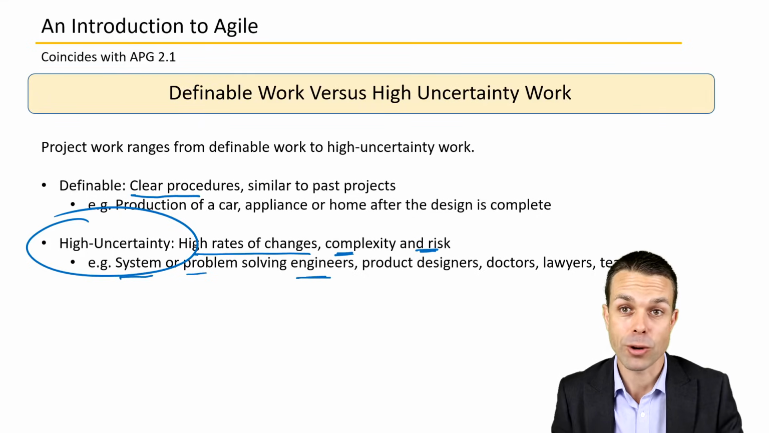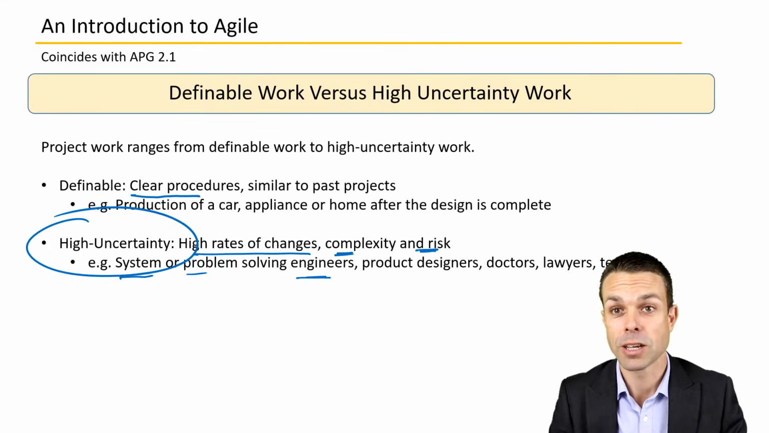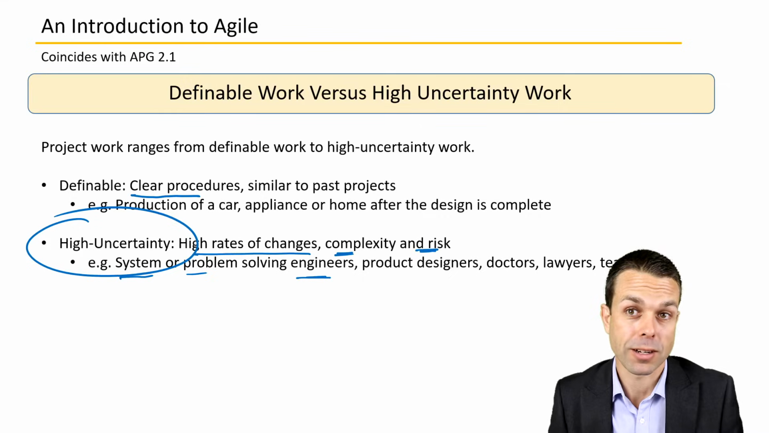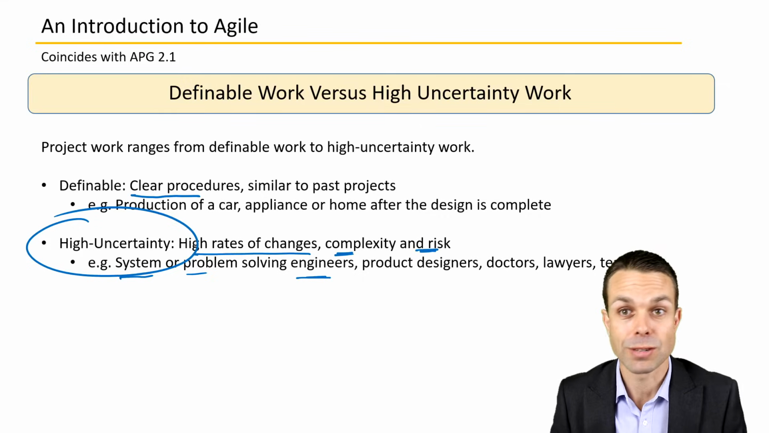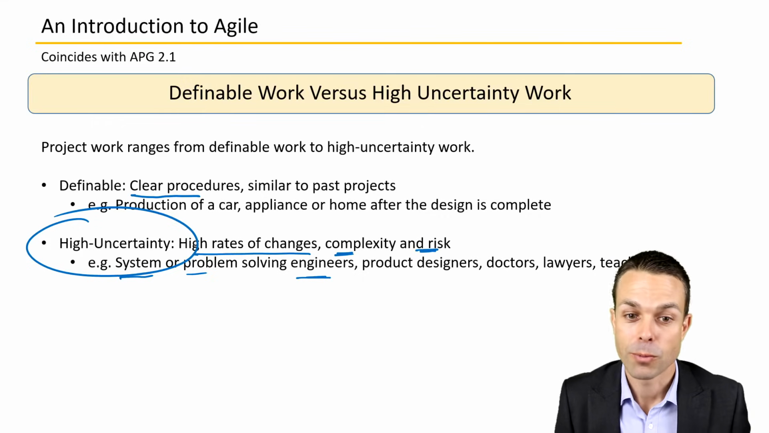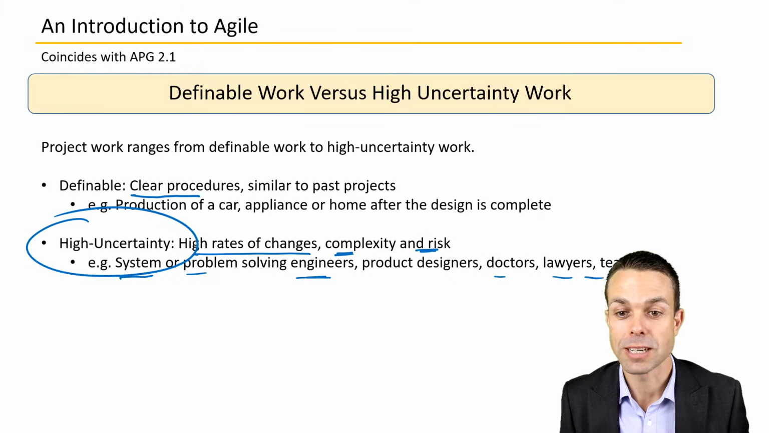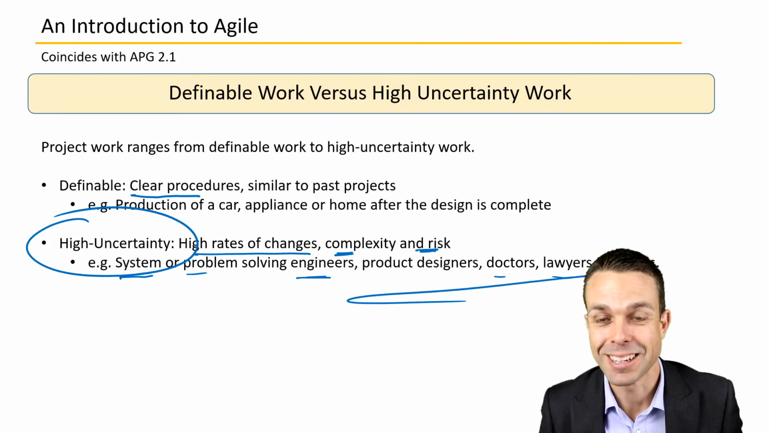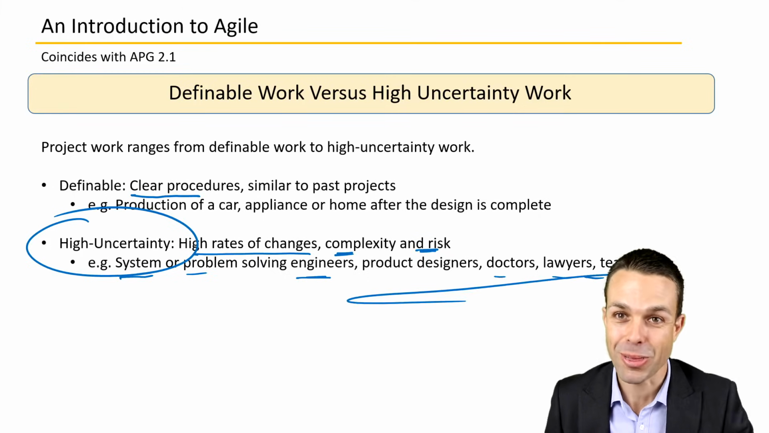So this could be things like system or problem solving for engineers. Maybe they have to figure out how to build a bridge under certain circumstances. Maybe there's salt water or high winds, and now we're starting to think we need to change our approach if something does not work. Product designers, doctors, lawyers, and teachers all have high uncertainty in their jobs, and you could probably think of many more than that.